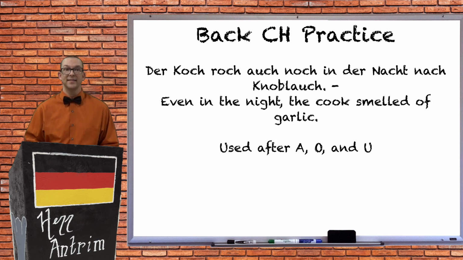Back CH practice. Der Koch roch auch noch in der Nacht nach Knoblauch. A sound that takes some practice to get is the back CH. It's the one that follows the open vowels such as A or O. In this tongue twister, you get a ton of practice for exactly that. Just don't practice it too much because you might give yourself a sore throat.